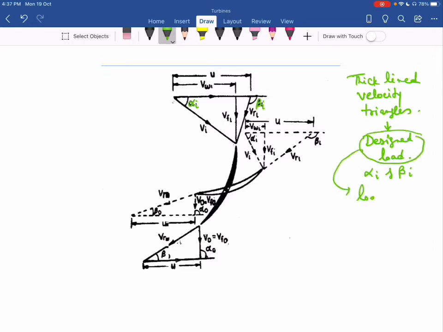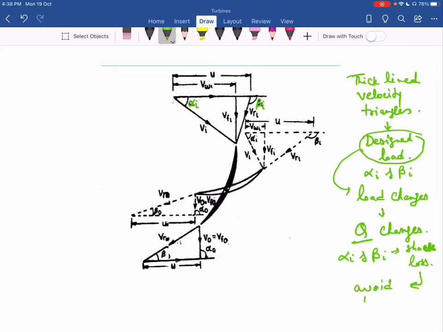Now when this load changes, accordingly my discharge changes. So due to the change in this discharge, when water enters at this value of alpha I and beta I, I have the shock loss. Now to avoid this shock loss, I have to change the value of alpha I to alpha I dash and beta I to beta I dash to keep my entrance smooth.